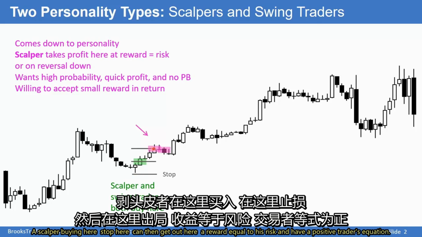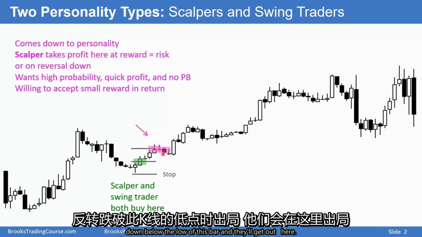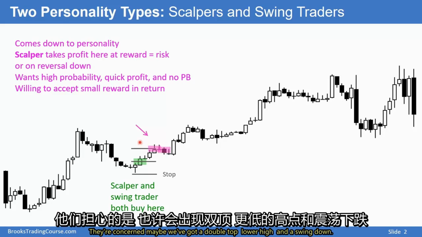and have a positive trader's equation. Some scalpers might hold hoping for more, and some of those scalpers will then get out on a reversal down below the low of this bar, and they'll get out right here. They're concerned, maybe we've got a double top, lower high, and a swing down.